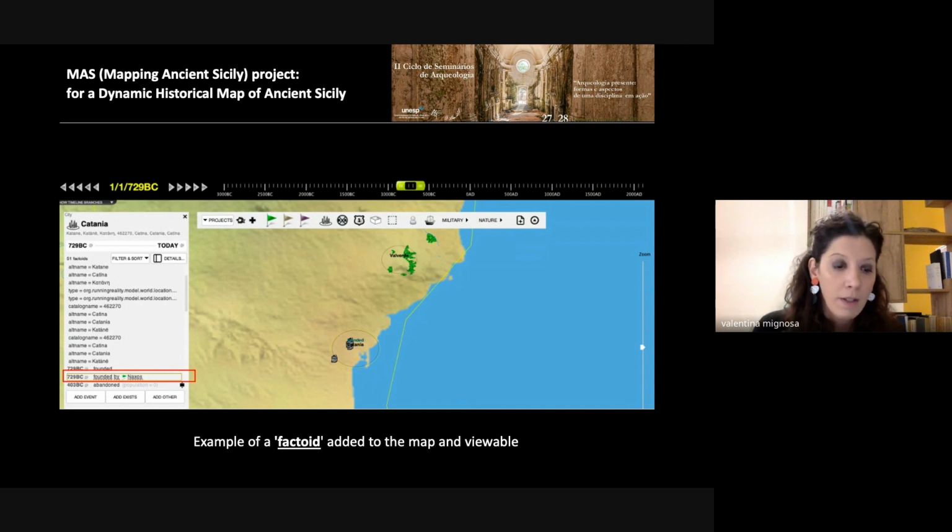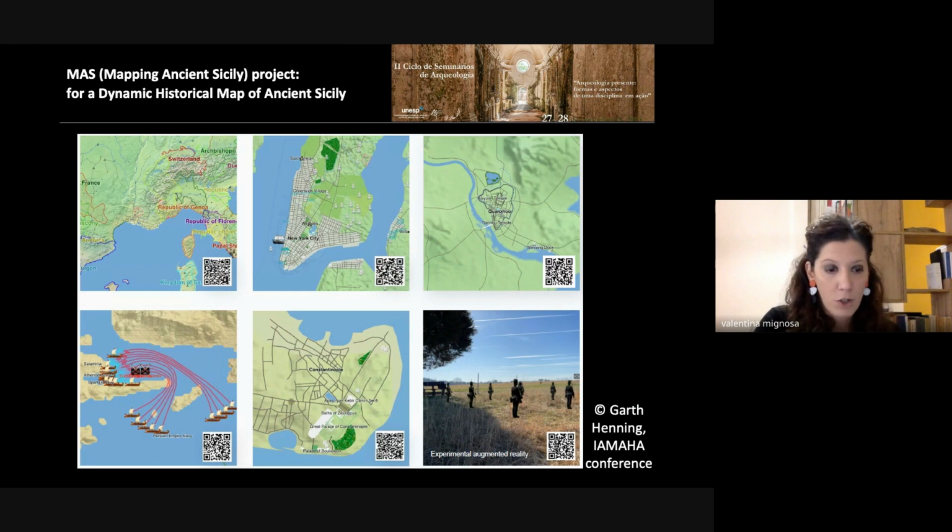So these, for example, are a few examples of other projects that have used Running Reality. So you can just use one of these QR codes to look at these different projects that are basically more on the modern period, but we are working on Sicily for the ancient period, of course.